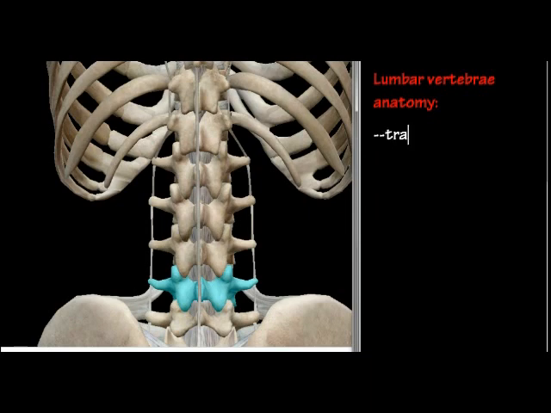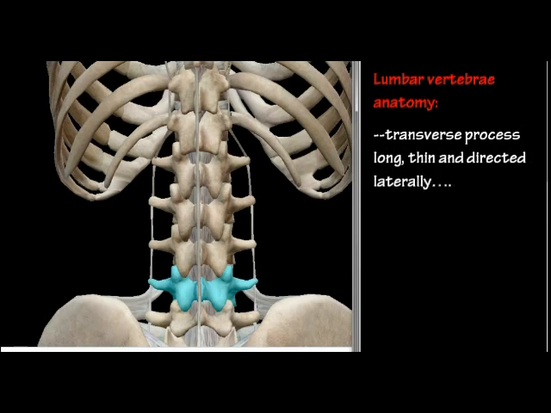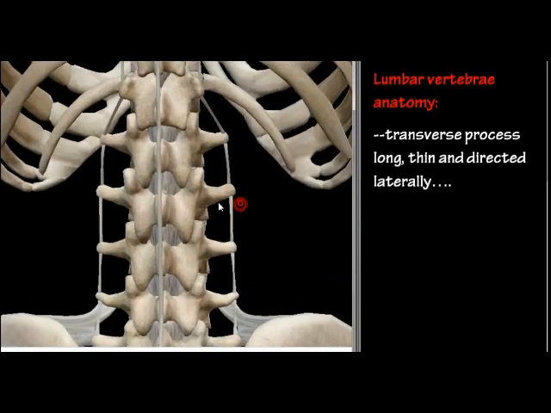Next is the transverse process. The transverse process are long, thin, and it is directed laterally, both the sides. This is the transverse process, which is aligned in a horizontal manner.